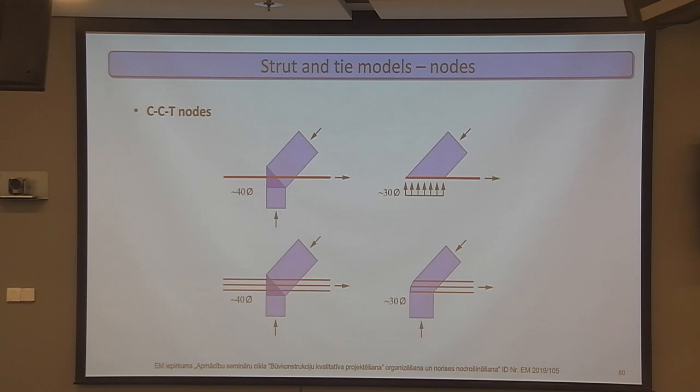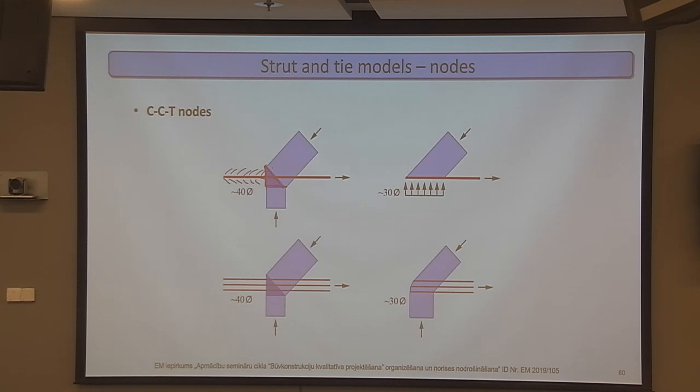For CCT nodes, when we already have a tension element, we have to consider anchorage questions. The easiest way is just to anchor the reinforcement behind the node. If we have enough anchorage length behind the node, then we'll have compression in concrete here again, and basically it would again be a CCC node.